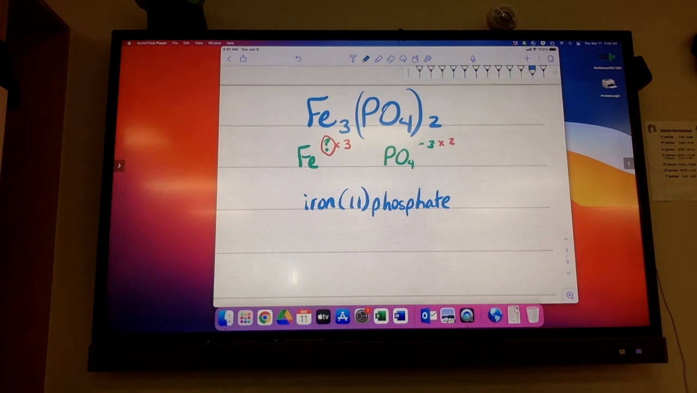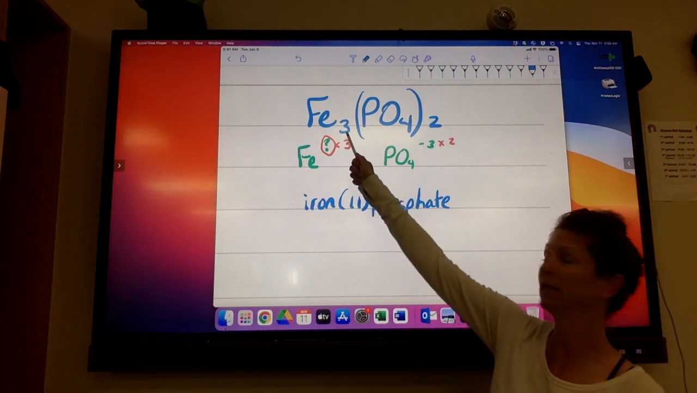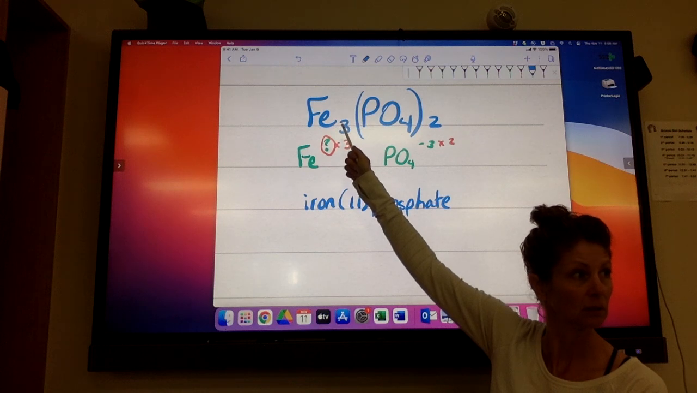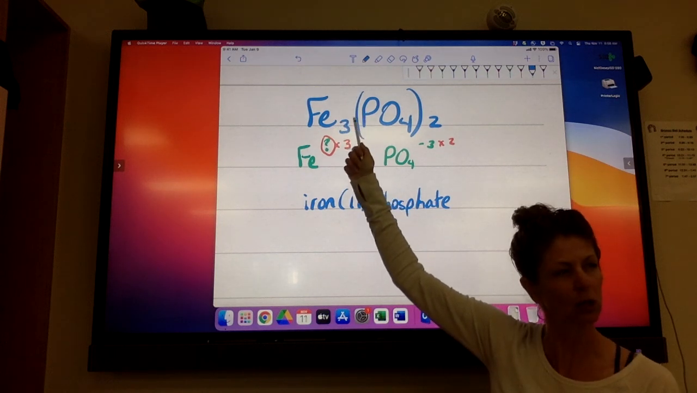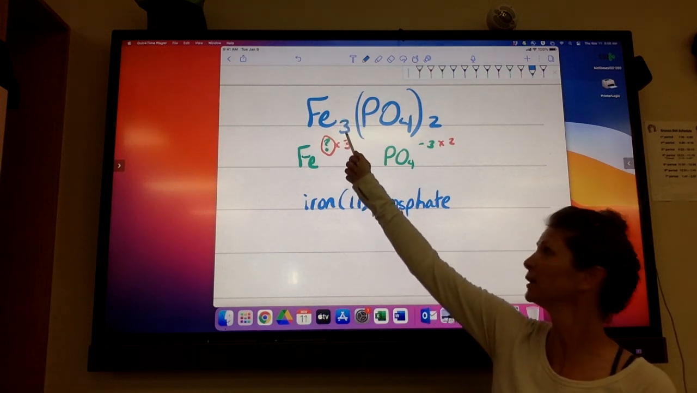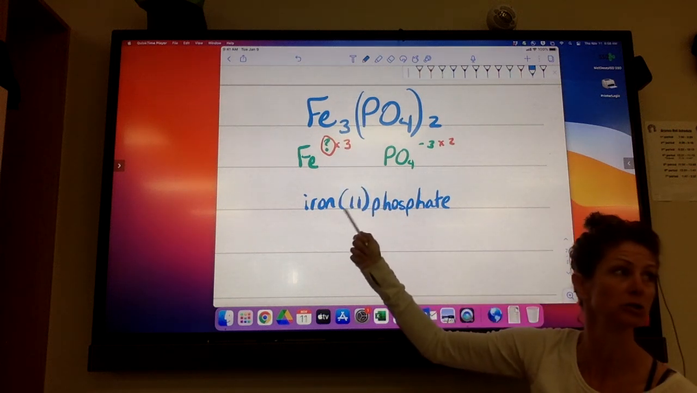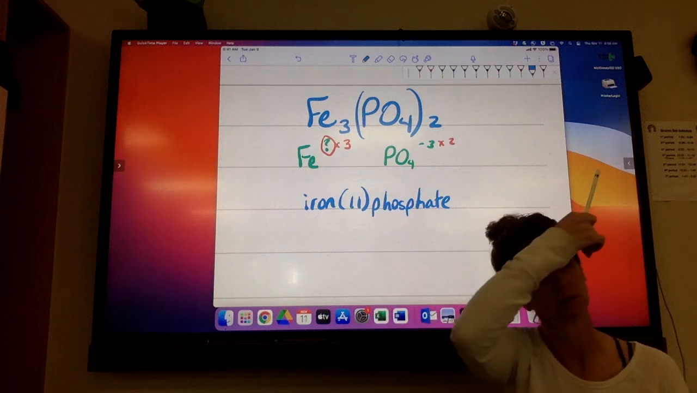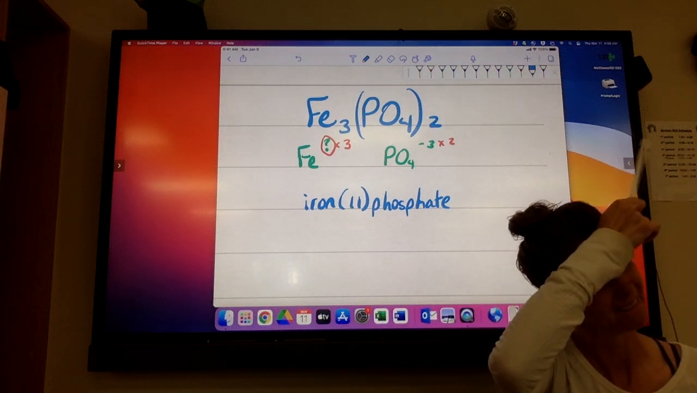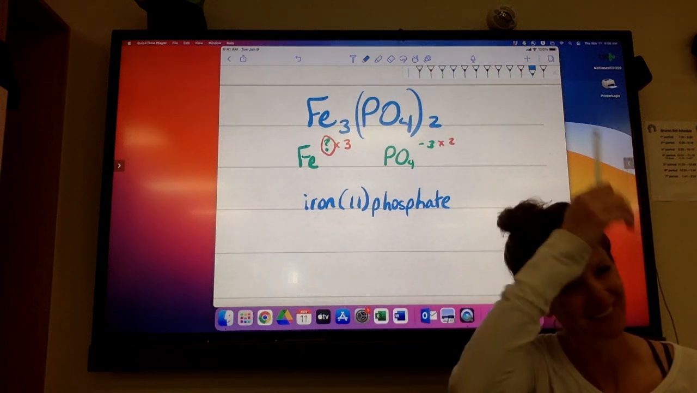Remember, the 3 here is how many you have. Well, that kind of gives you a clue, but it doesn't tell you the charge. And remember, this is its charge. Good, good.